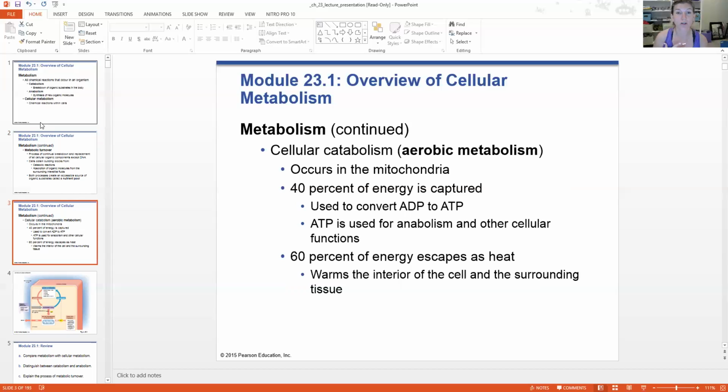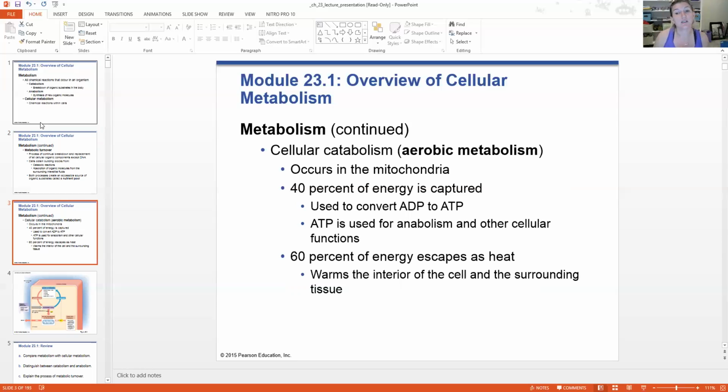That's how we're generating our body heat. That's how we're maintaining our stable body temperature. 40% of that energy is captured in the form of a chemical bond on the molecule ADP to form ATP. It's adenosine diphosphate that is converted into adenosine triphosphate.